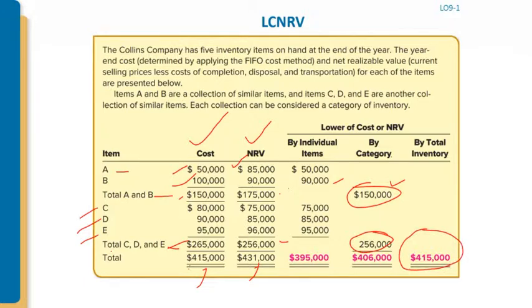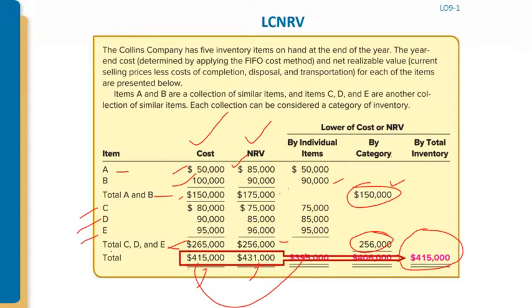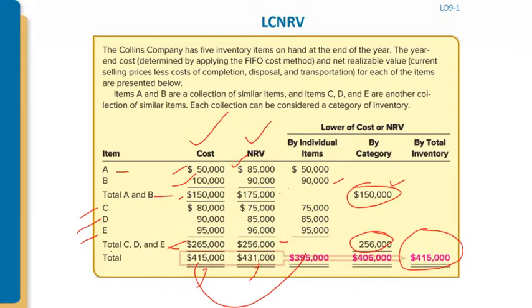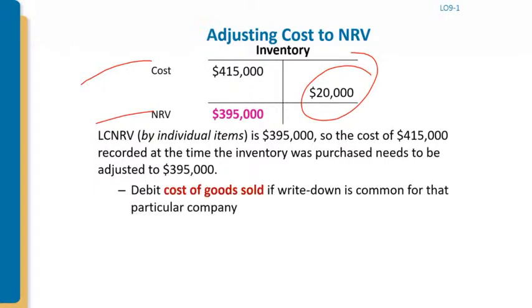Now we will calculate the difference between these two. Let's see the difference between the NRV individual and cost, which is 20,000. So we need to prepare journal entries for this 20,000.